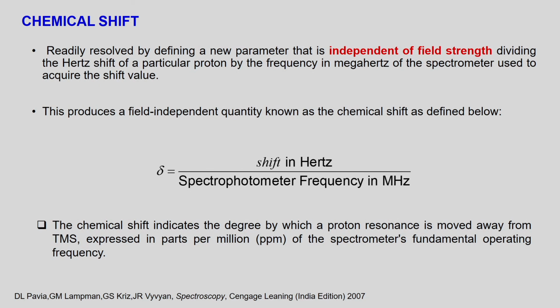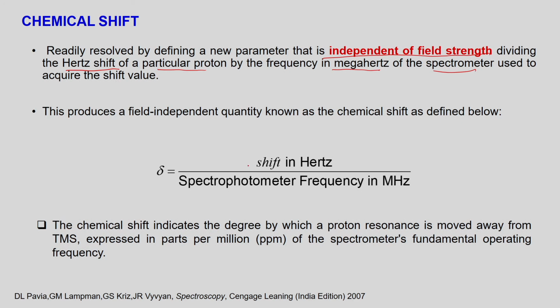So, now the problem is still there. This is resolved by defining a new parameter which is independent of field strength. We do not want to bring the field in here. So, what we do is divide the shift of a particular proton by the frequency in megahertz of the spectrophotometer. The frequency in megahertz of the spectrophotometer is supplied by the instrument, and the chemical shift you get is again due to that particular magnetic field. So, can we divide those two?